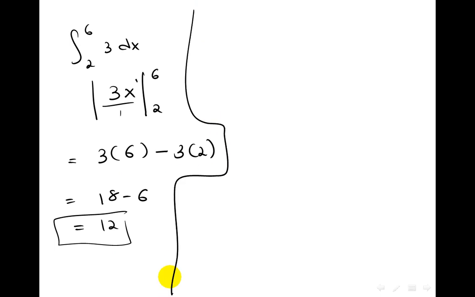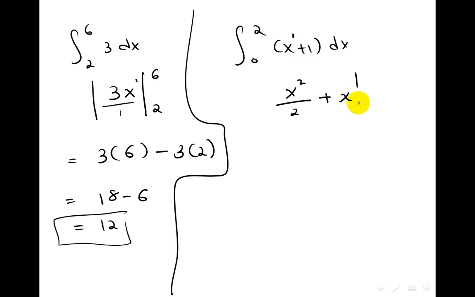Another example. Let's say you have x plus 1 dx from 0 to 2. First thing, I want you to integrate. What's x? It will be x squared over 2, because this x has a power of 1. Add another 1, so 1 plus 1 gives you 2, divide by the same exponent. For the constant you add an x, and this is going to be from 0 to 2.